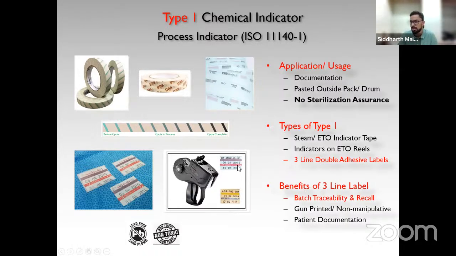Everything is okay with this. You have a CSSD recall. You have a CSSD record in coordination with different type 5, type 6 indicators inside the CSSD. Right? So this is basically a type 1 indicator. It is there for ETO also. It is there for steam also. This is for batch traceability and recall.